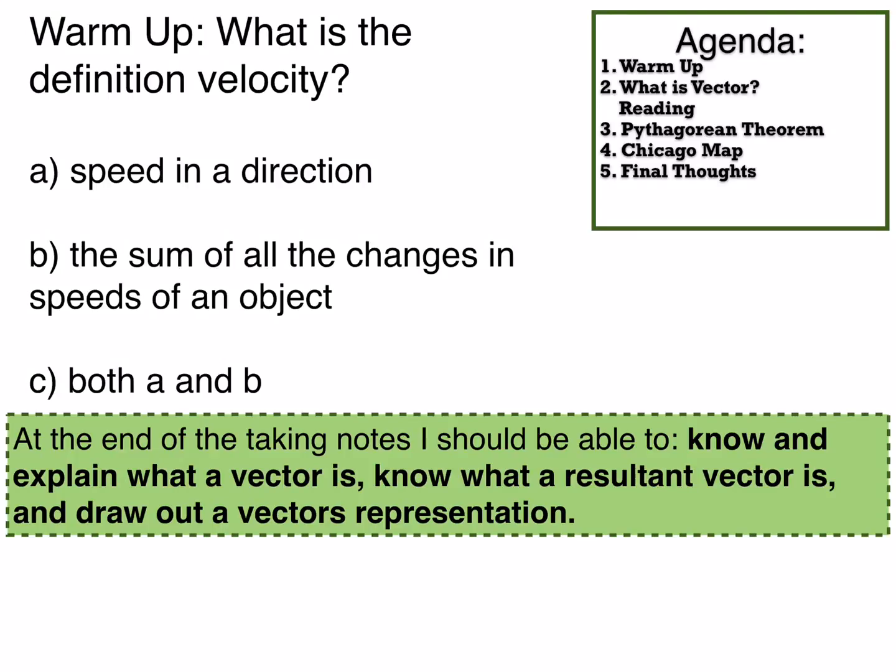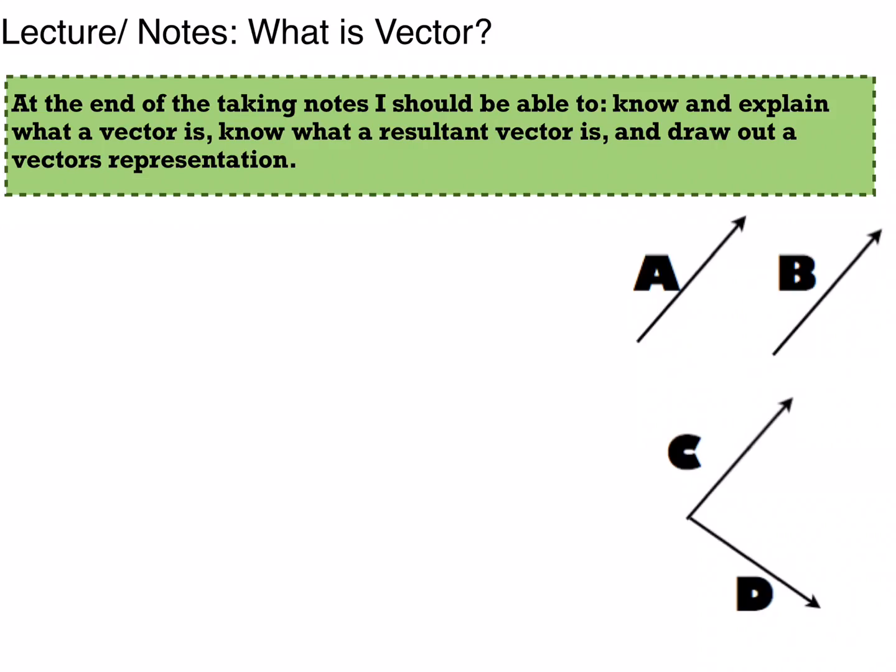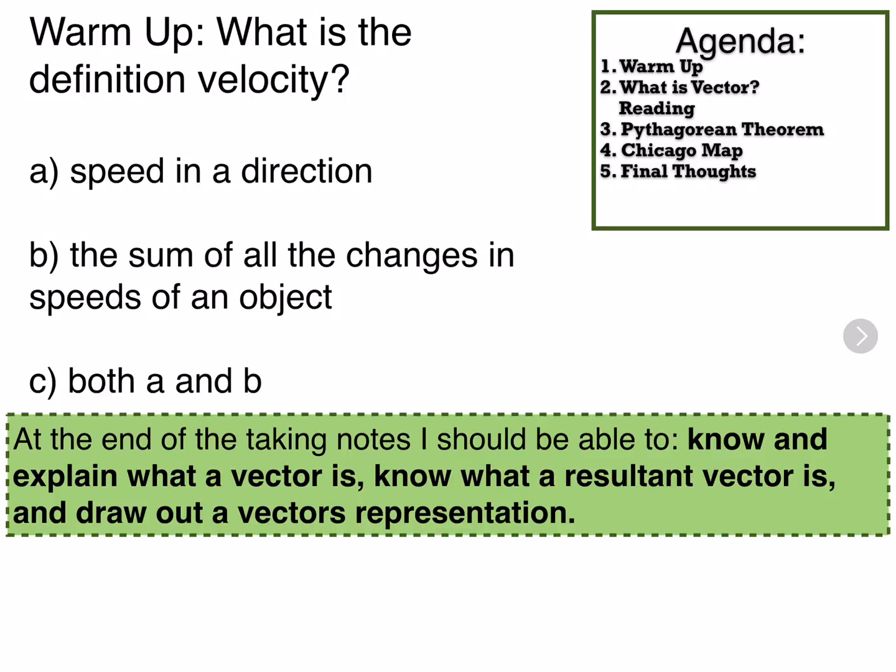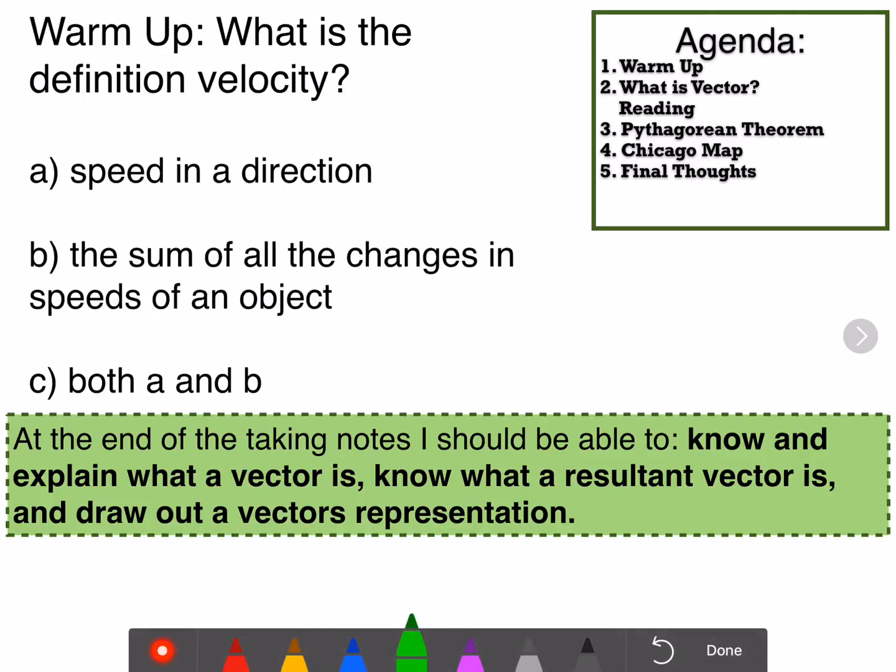Looking at our warm-up question, just a reminder of what our last lesson was on, which is velocity. So what is the definition of velocity? Is it A, speed in a direction, B, the sum of all the changes of the speeds of an object, or C, both A and B? Our answer would be A, speed in a direction. Any questions on that, let me know, or look back at our previous lesson.